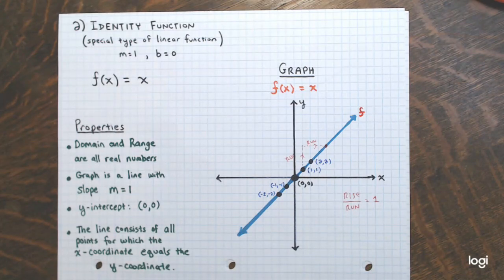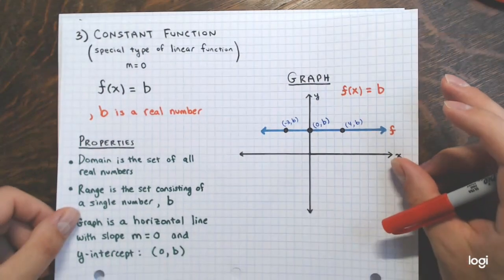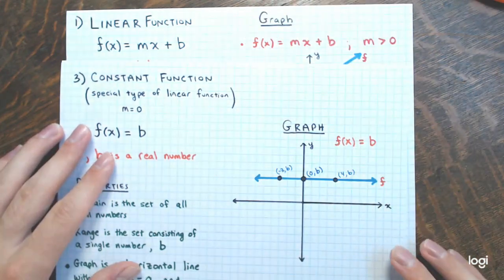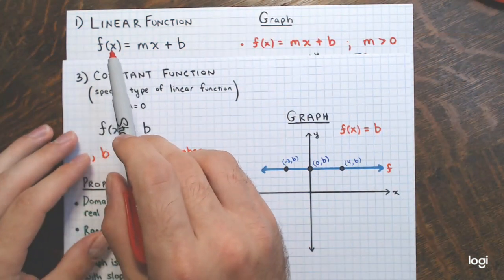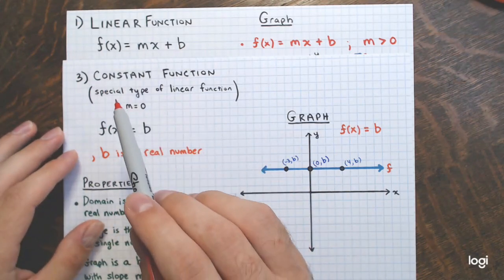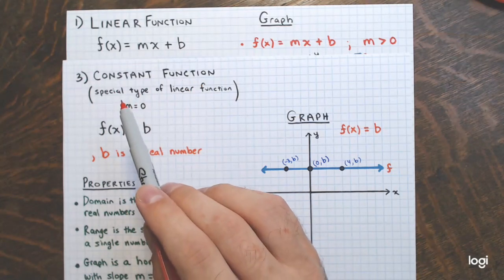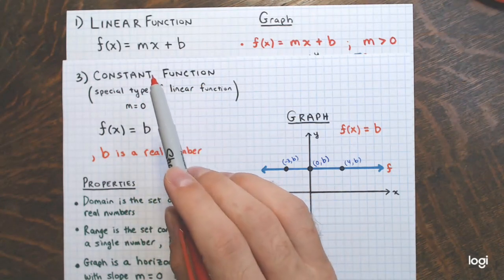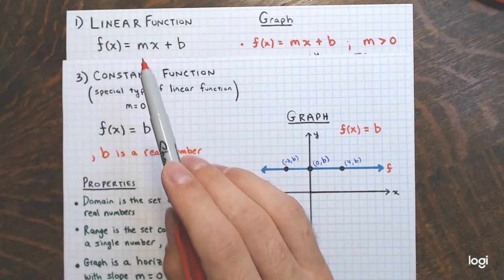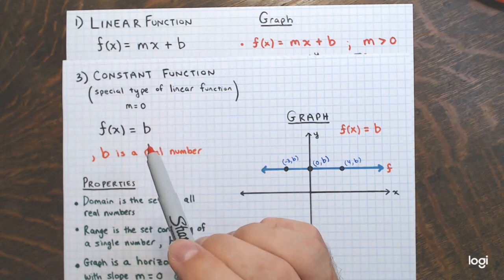My next type of basic function is another special kind of linear function. It's still going to have a graph of a line, and that's the constant function. I'm going to go back to the way a linear function looks. Remember, it's f of x or y equals mx plus b, m times x plus b. This constant function has this form, but this time the value of m, the slope, is 0, and the value of b is just any real number.